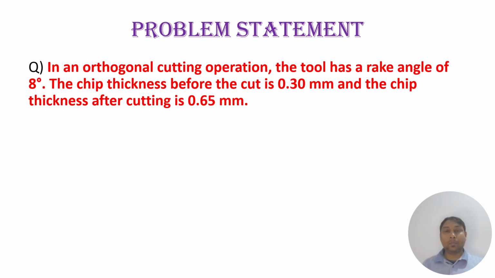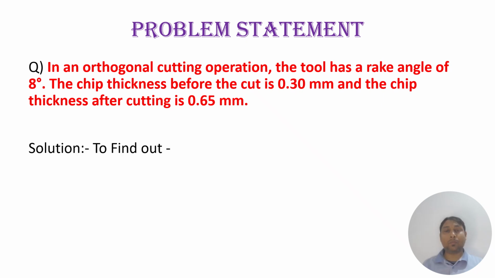Chip thickness before cut is 0.3 mm, given in this question, and if you look at the value of chip thickness after cutting, it is about twice. Now why is this happening? This is happening due to thermal expansion. At the time of machining, heat is generated due to friction, and this heat is taken by the chip. That's why its thickness increases after cutting. Generally this question is asked: why is the thickness of chip after cutting increased? The right answer is thermal expansion.